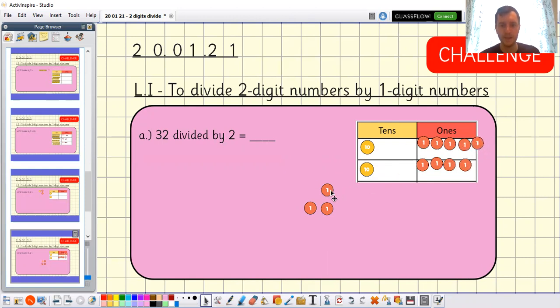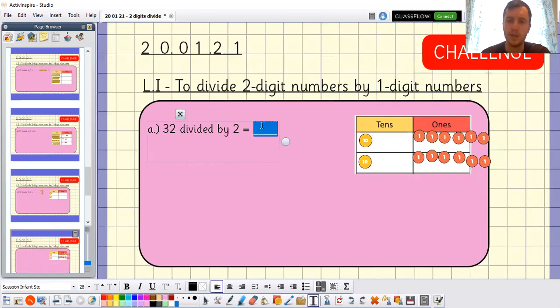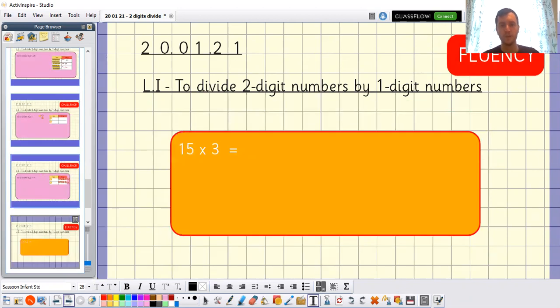I'm going to run out of space a little bit, but let me just put them next to that box. And there you can see I've got 1 10 and 1, 2, 3, 4, 5, 6 ones in each box. So what's that equal to? 1 10, 6 ones? That is equal to 16. So 32 divided by 2 is equal to 16. And well done if you got all of those, particularly well done if you had a go at that regrouping, which I know can be quite challenging.